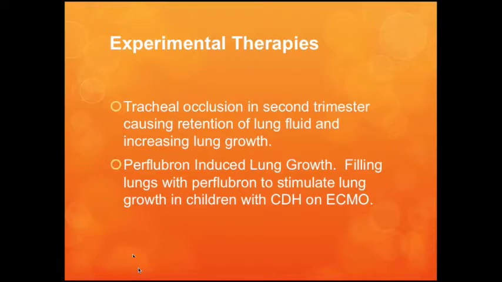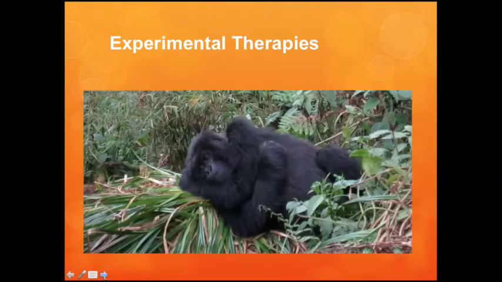Perflubrons are these oxygen-carrying fluids that exist, and filling the lungs with perflubron to stimulate lung growth in children with congenital diaphragmatic hernia on ECMO is being looked at. I believe this one's the University of Michigan, actually. They're doing studies, I assume, on animals. But given that on ECMO they're probably not going to live anyway, they might be able to enroll some of these children into a trial to see if they can help them.